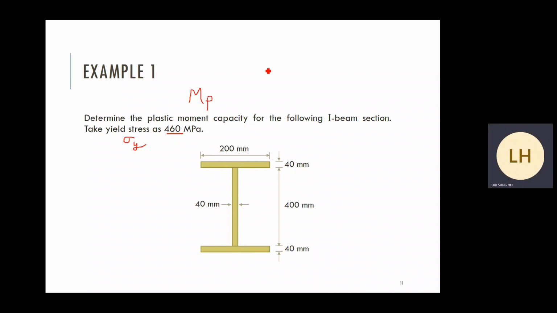Make sure that you know how to do these kind of calculations. Pretty straightforward. I give you all the dimensions. The width for the flange. This is called flange, right? The width of the flange is 200. The thickness is 40. Red is the middle vertical plate. Red region, the height is 400. The thickness is 40. The flange at the bottom, same as the top.